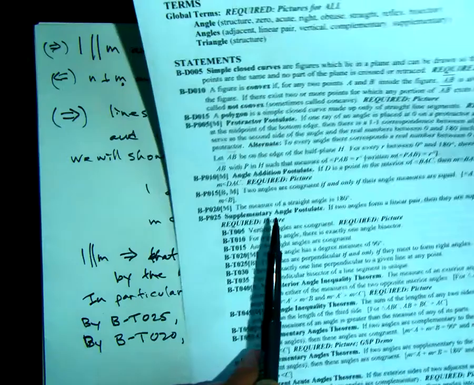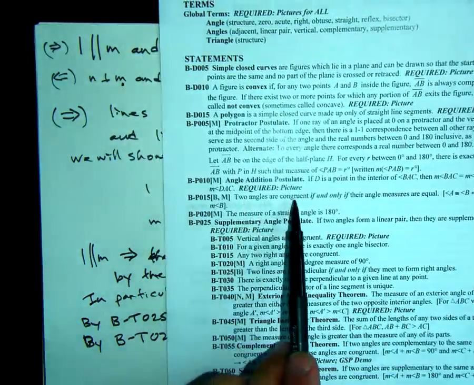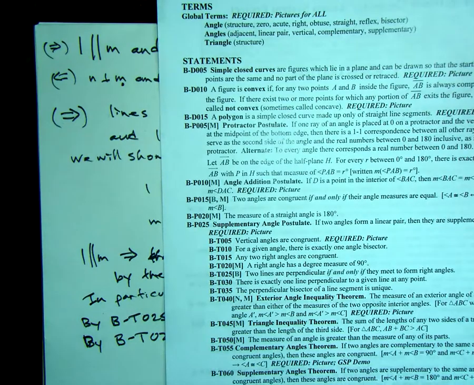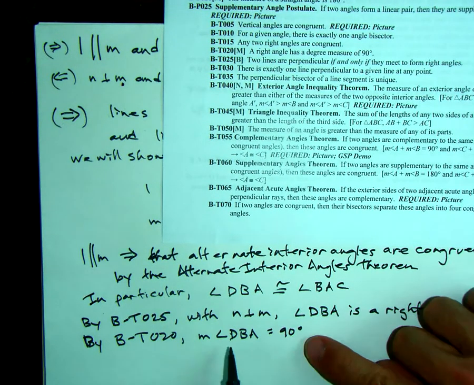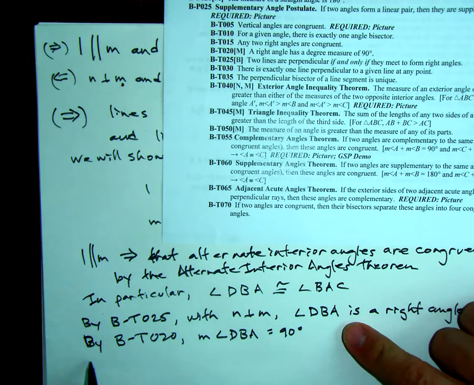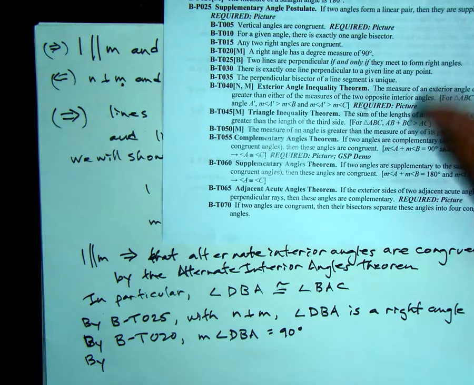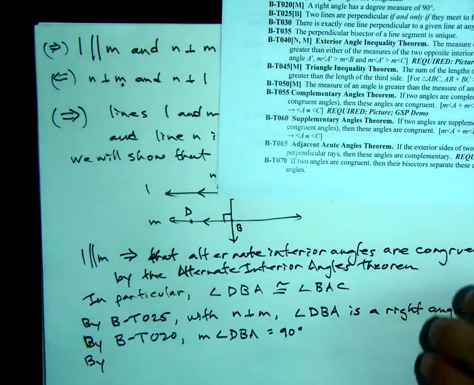Here we see that if two angles are congruent, then their angle measures are equal. So we know that the two angles are congruent, and we know the measure of one of them, so that would give us the measure of the other one. So let's say by, what was that? By BP015.